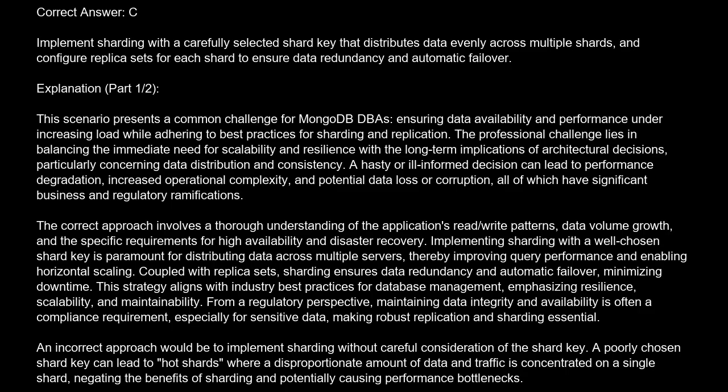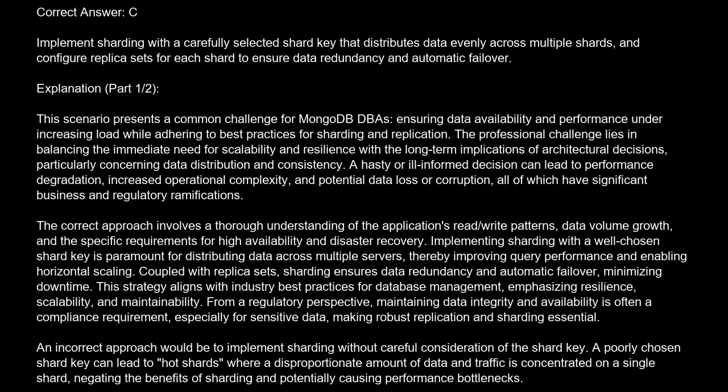Correct answer is C. Implement sharding with a carefully selected shard key that distributes data evenly across multiple shards and configure replica sets for each shard to ensure data redundancy and automatic failover. Explanation: this scenario presents a common challenge for MongoDB DBAs, ensuring data availability and performance under increasing load while adhering to best practices for sharding and replication.